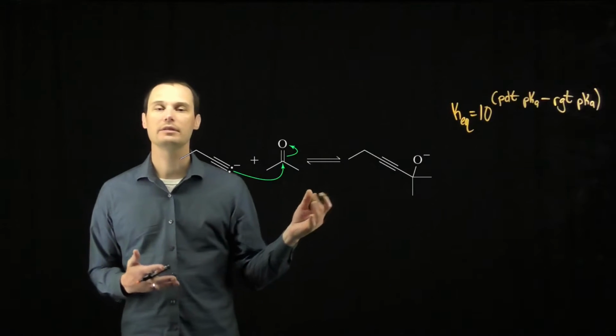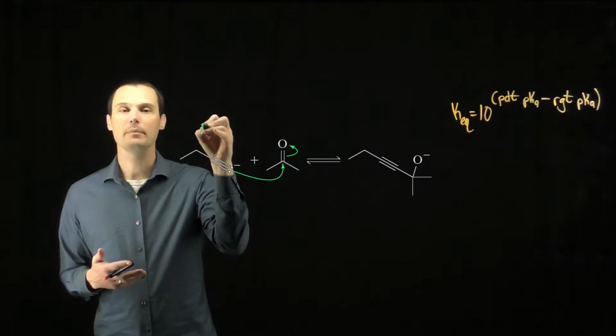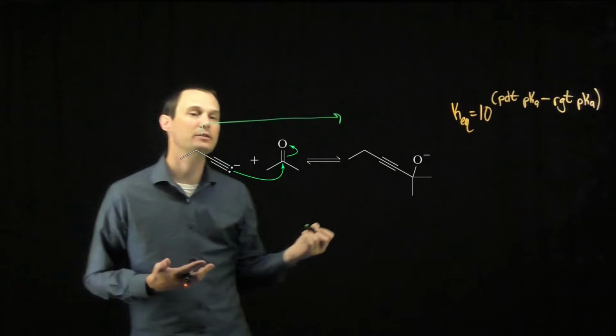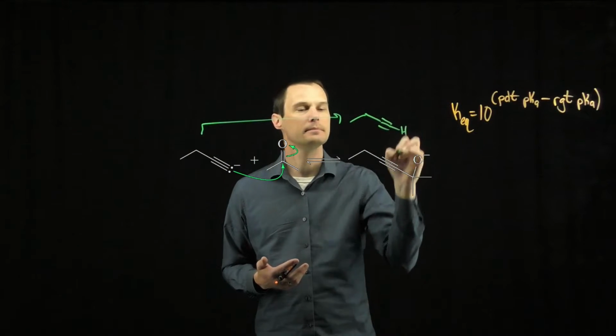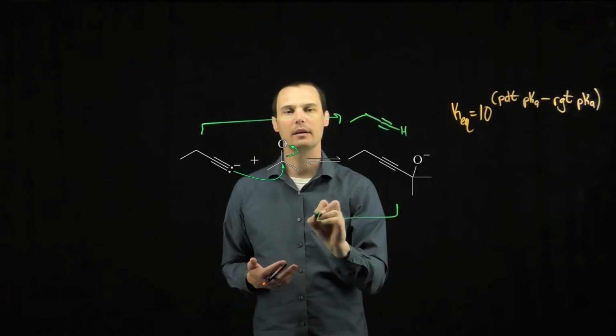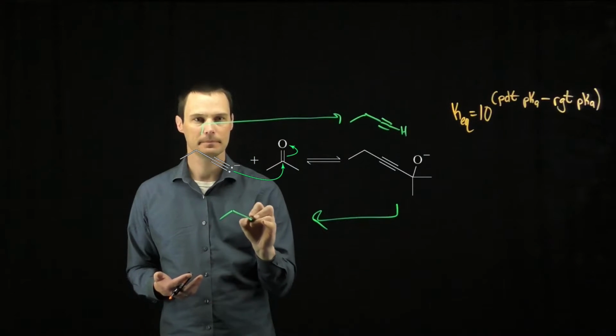Next, we need to consider the hypothetical conjugate acids for each of these bases. For the alkyne base, this hypothetical conjugate acid would be a protonated alkyne. And for the alkoxide, the hypothetical conjugate acid would be an alcohol.